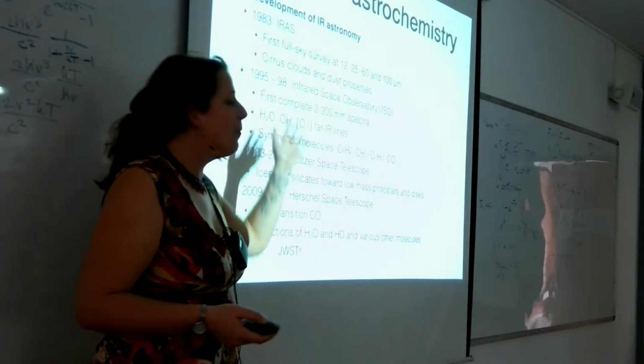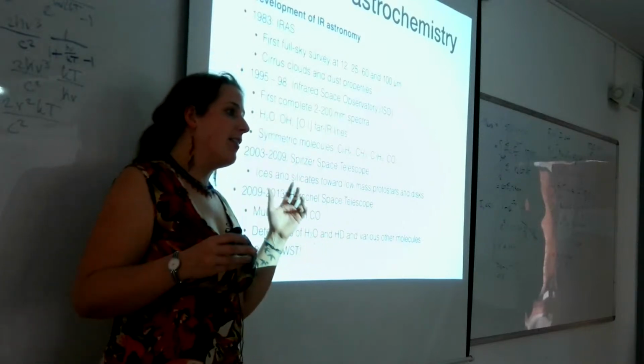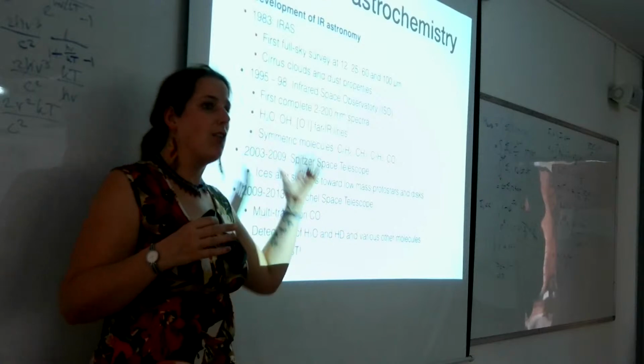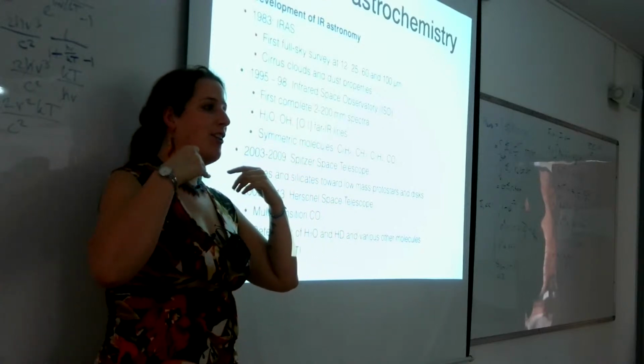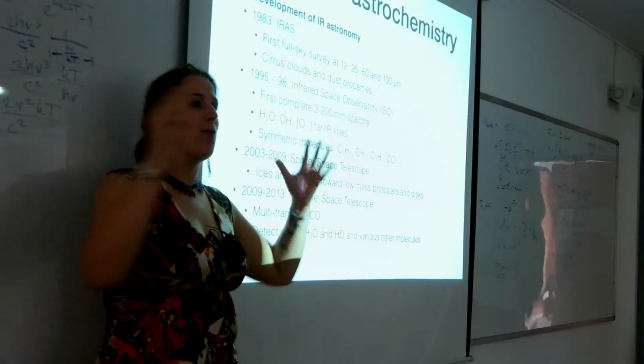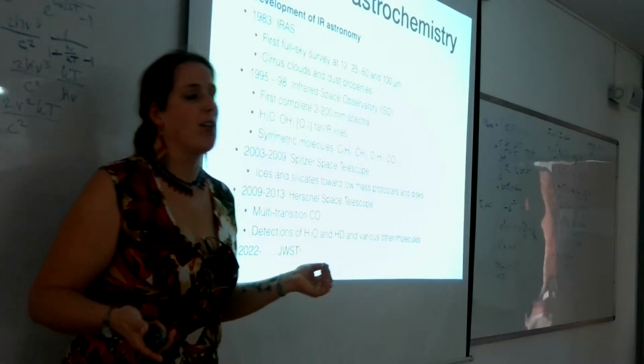What's important about infrared astronomy, though, is that you don't resolve the disk. These are all single disk observations. So you just have a spectrum, and you have to infer from that spectrum what part of the disk the emission originates from.